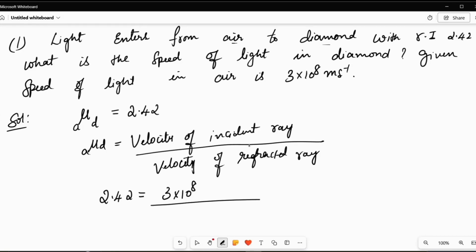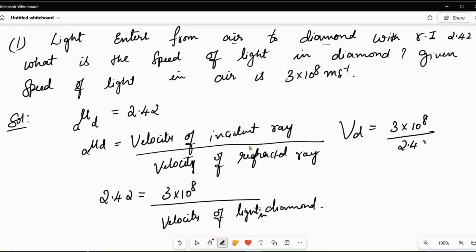Now, by velocity of the refracted light. That is velocity of light in diamond, because the refracted ray is in diamond, correct? So now the velocity of light in diamond will be equal to 3 into 10 power 8 by 2.42. Okay, calculate now. Just divide 3 by 2.42. 10 power 8, you can keep it as it is.